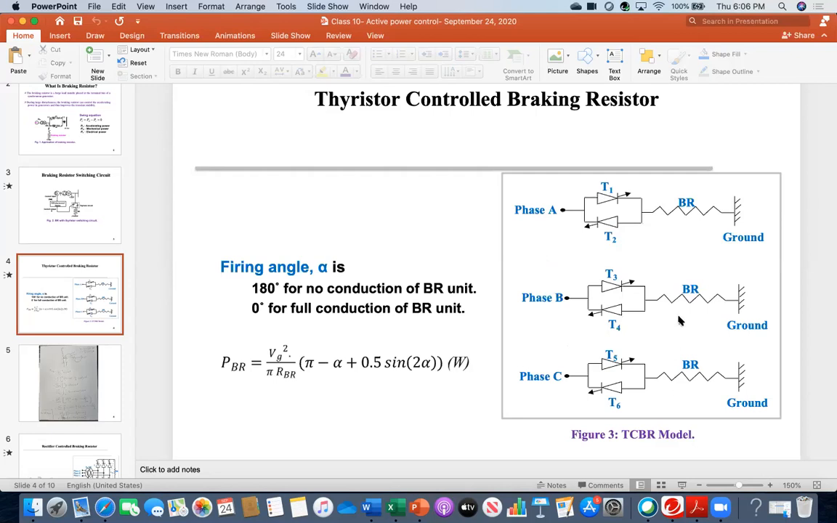But then research went on, and we looked at what we can do. So how can we use only one resistor? What can be the topology?